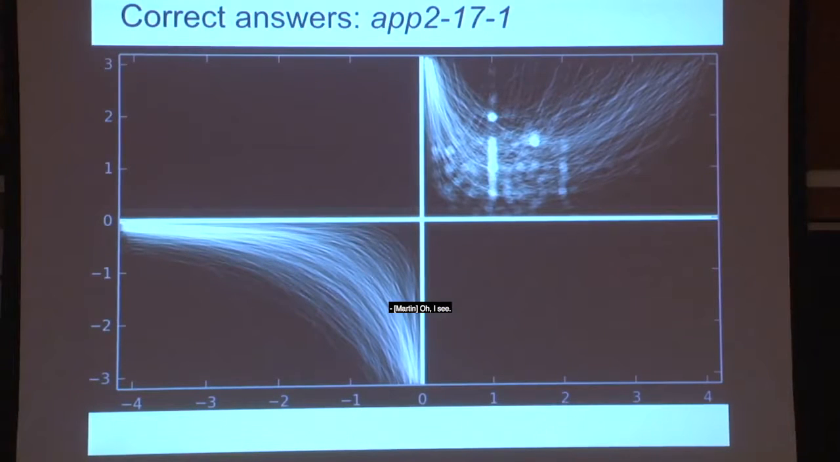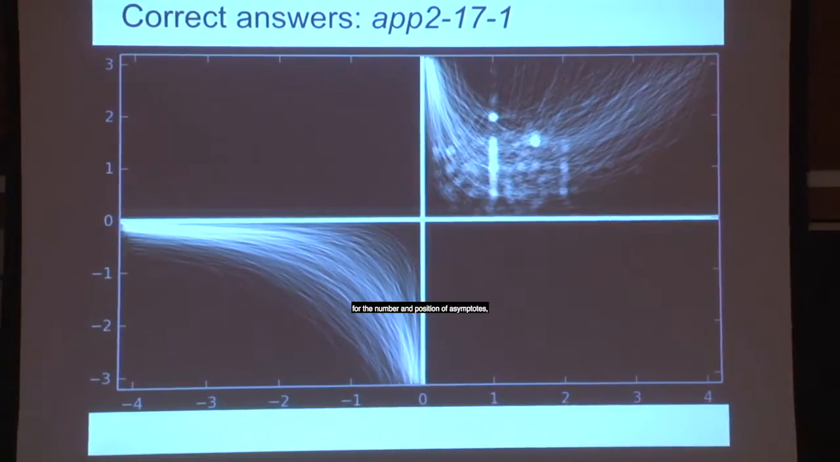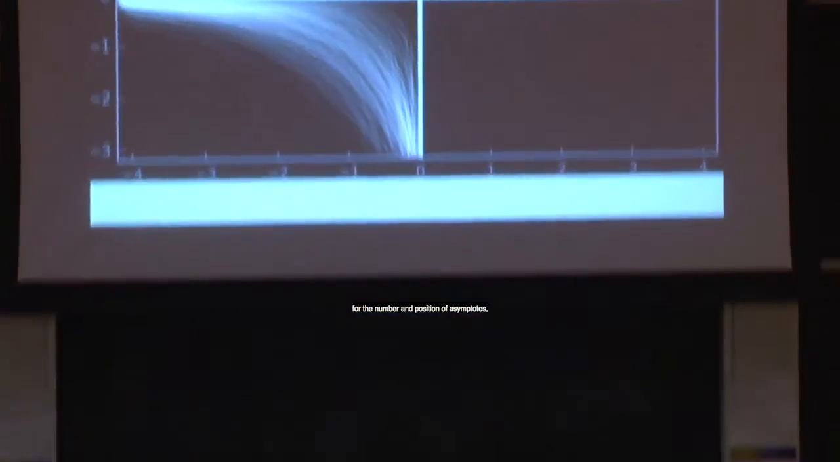Oh, I see. Each of these has its own associated grading script. The scripts look for different things depending on the problem. Typically, we're checking for the location of critical points. We're checking for the number and position of asymptotes. We're checking the slopes of the function in different regions. Occasionally, we're checking if the function passes through a particular point. And very occasionally, we also check curvature.